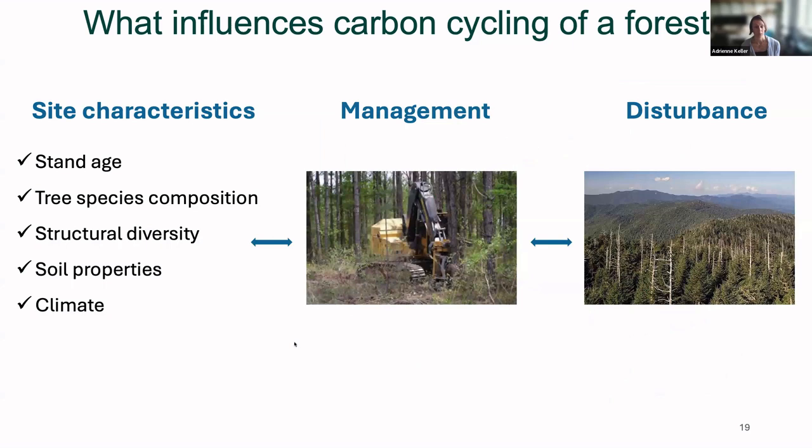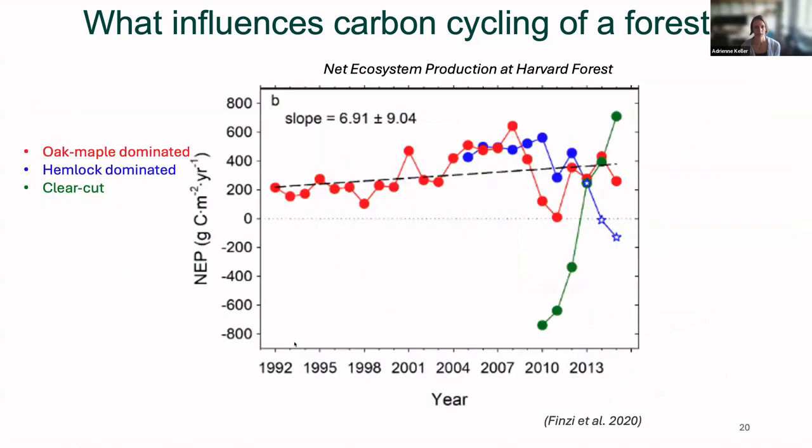And so these site characteristics are really important in dictating carbon cycling, but this also interacts with management and disturbance. And so there's a nice study that comes out of the Harvard Forest by Adrian Finzi and others from 2020 that shows this interaction and the importance of both management and disturbance. So here we have an oak-dominated site, and we can see over time our net ecosystem production, just the exchange of carbon from the atmosphere onto land. So here, a positive number means that there's more carbon moving from the atmosphere to land, and a negative number means that the ecosystem is emitting carbon back into the atmosphere.